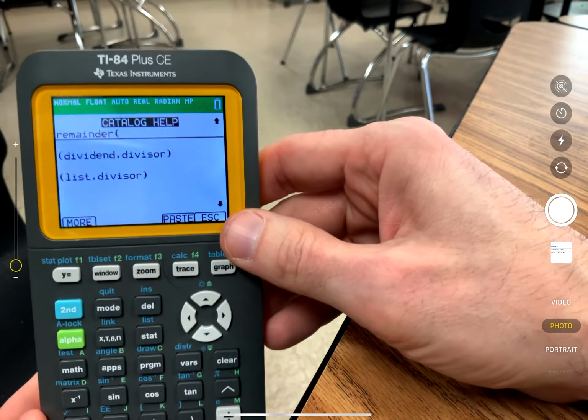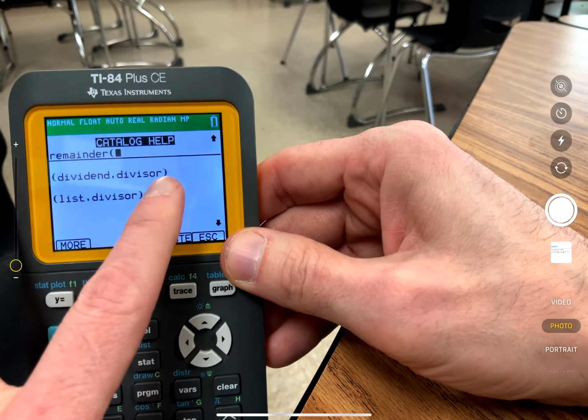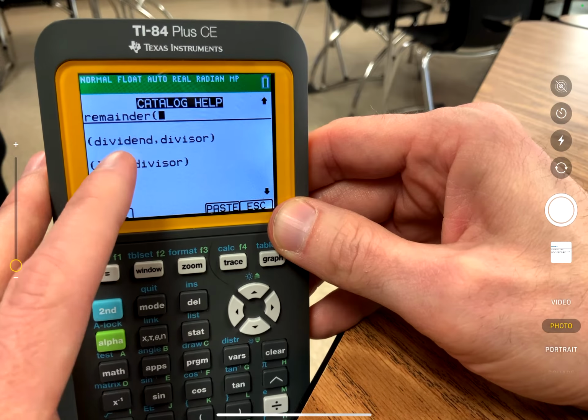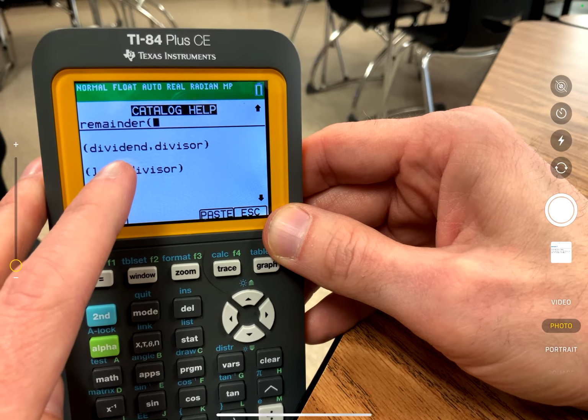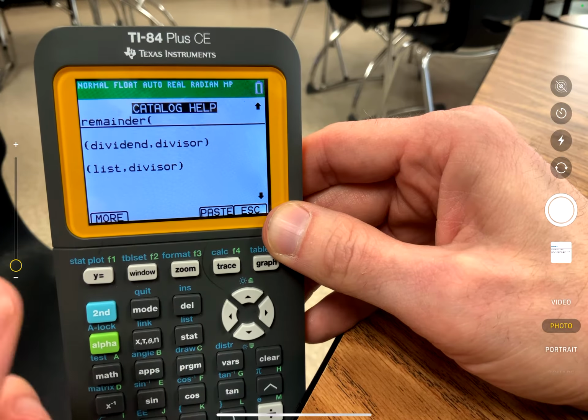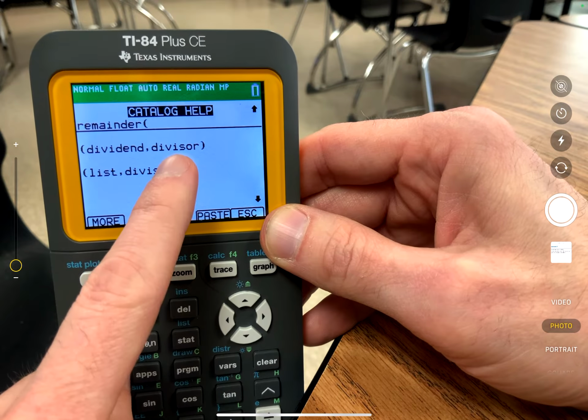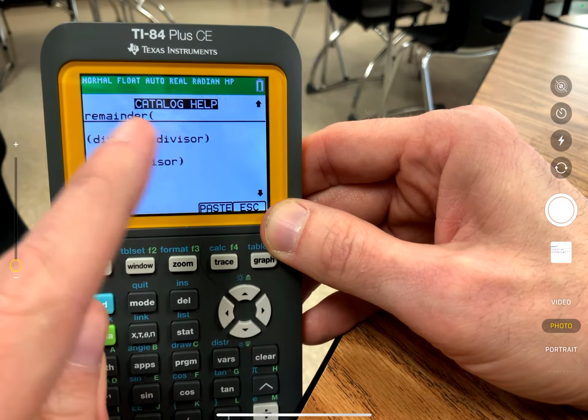And hit the plus sign, I guess, to pull up the help menu, and it tells us what it is that we're supposed to type in there. So it says dividend, comma, divisor. Dividend is the number that's inside the division house. That's what you're dividing into. Divisor is the number that's outside of the house. It's what you're dividing by.